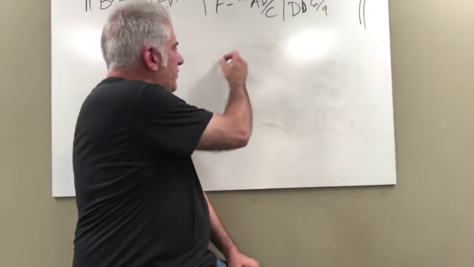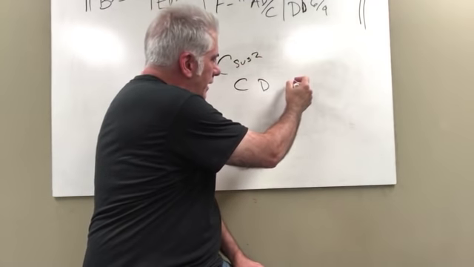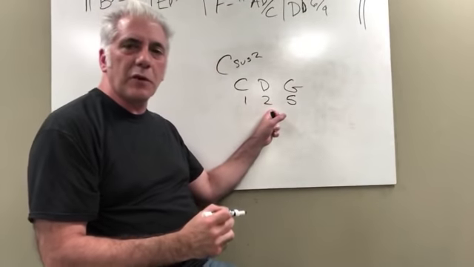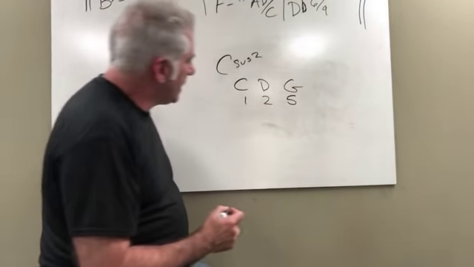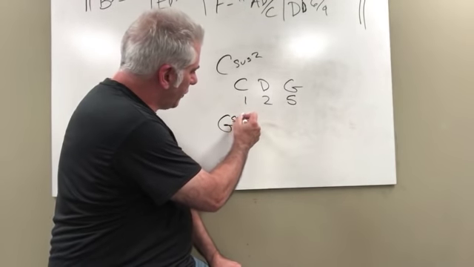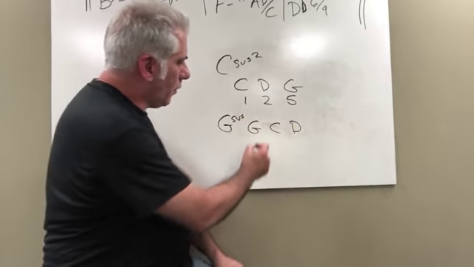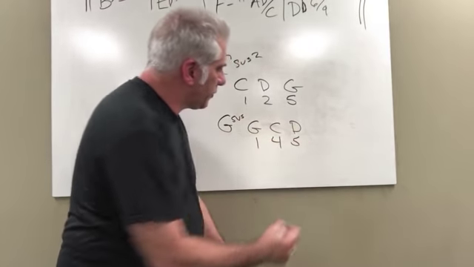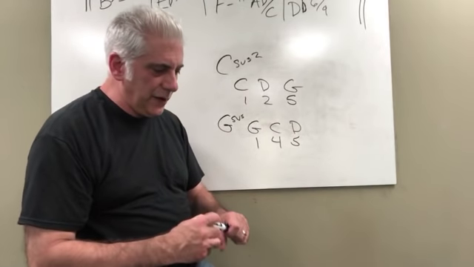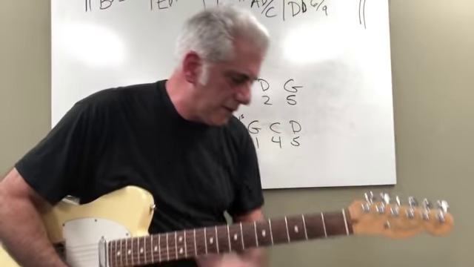If I have C sus2, I have the notes C, D, G, right? 1, 2, 5. That's a sus2 because it replaces the 3rd, right? But if I take those notes and order them different, G sus4, right, is actually G, C, D. Same notes, 1, 4, 5. Okay, so when you hear them, it can get confusing because they are inversions of each other. But a sus2 chord sounds like this.